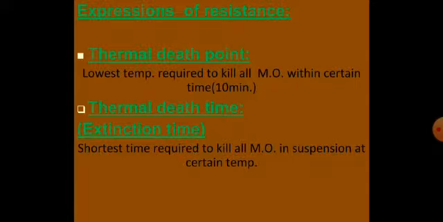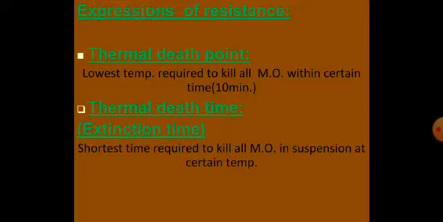Some important expressions of resistance you should know. Thermal death point. Thermal death point is the lowest temperature required to kill all the microorganisms present in a product within a certain time. Lowest temperature required to kill the microorganisms and to achieve sterilization. While thermal death time is the shortest time required to kill the microorganisms present in our product at a certain temperature.